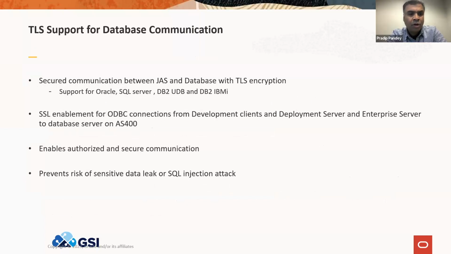SSL enablement for ODBC connections is available for development clients, deployment server, and enterprise server to connect to the AS400 IBM i database. We also have enabled authorized and secure communication using TLS support in the database. This basically prevents man-in-the-middle attacks that sniff your SQL or your user password for database connectivity, as well as preventing any data leakage or SQL injection attack which can be performed on the pipe between JD servers and DB servers. Next slide.